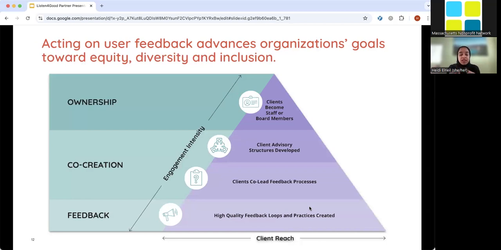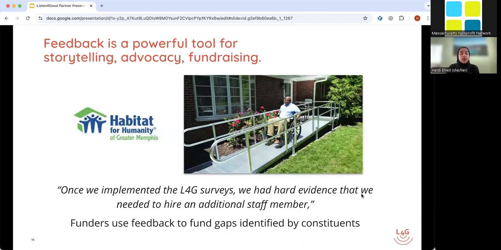In fact, the higher up you go, you're looking at fewer and fewer voices being heard, but those voices are now having real power, which is great. But it's always augmented by that broad base of feedback that allows us to hear as many voices as possible at the same time. So that's equity. Now, we know that feedback is also a really powerful tool for storytelling, advocacy, and fundraising.